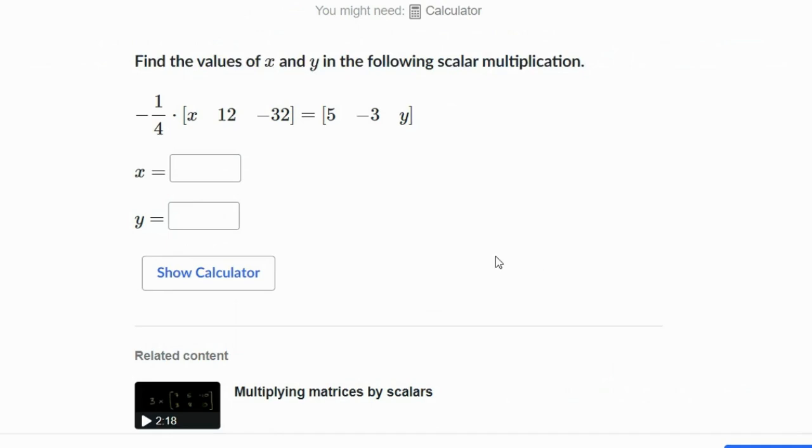Second question. Now this gets a little trickier. I want you to answer this one. What does x equal and what does y equal? This is the one where I see students get confused a lot. And don't get confused. This is negative 1/4 times this matrix, and the answer is this matrix. So negative 1/4 times x equals 5. So what is x? If negative 1/4 times x equals 5, what is x?